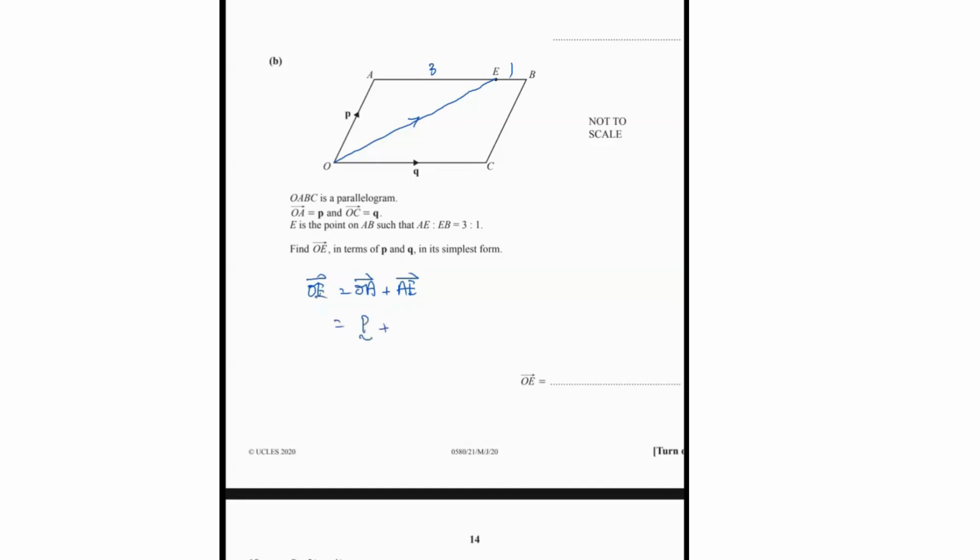AE is actually 1/4 of AB, because this is 3/4 of AB. So this is 3 to 4, right? So AE is 3/4 of AB. And AB is parallel to OC, so they have the same vector. Sorry, it's parallel and the same length. That's why they have the same vector. So this is 3/4 Q. That's it.